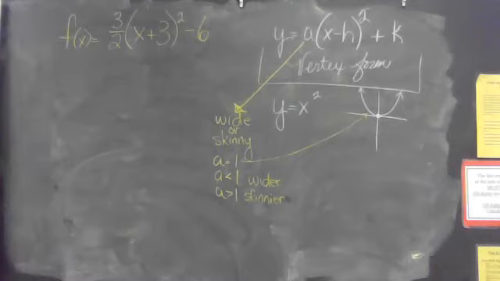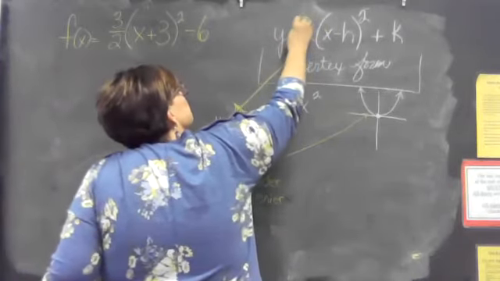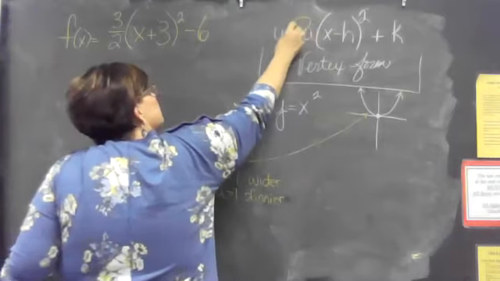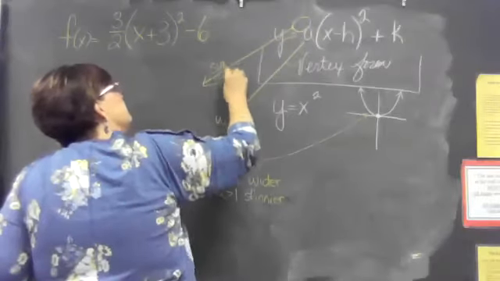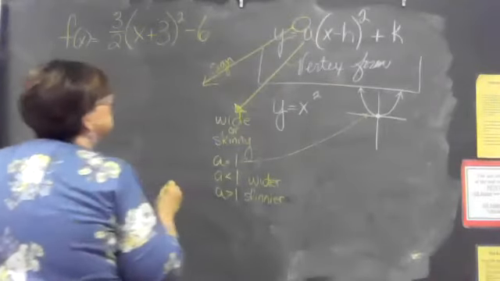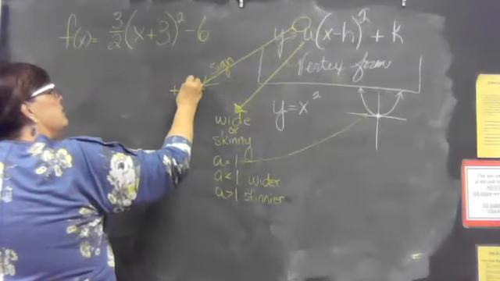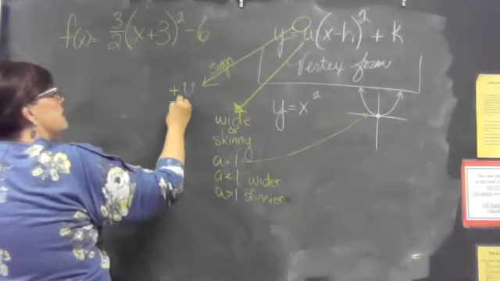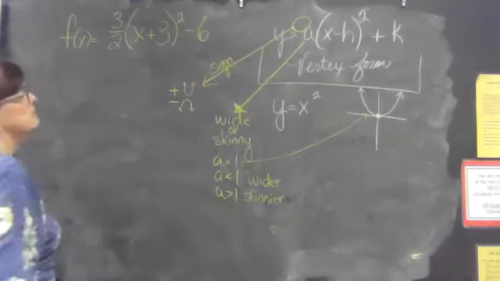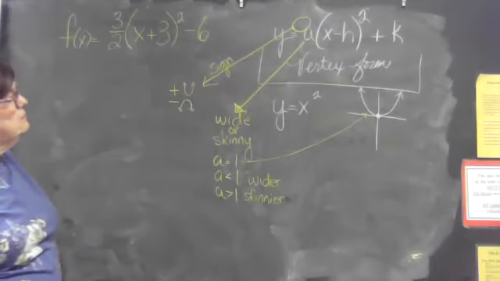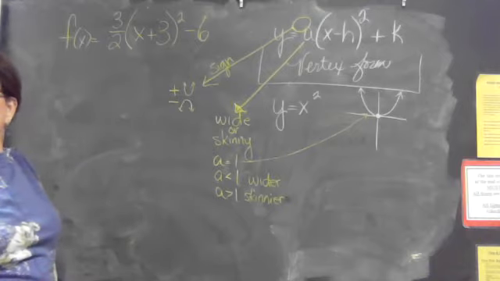Now, the sign that is in front of the leading coefficient, the sign right here, this is the sign. If it's positive, the arms go up. If it's negative, the arms go down. Okay? Everybody okay?